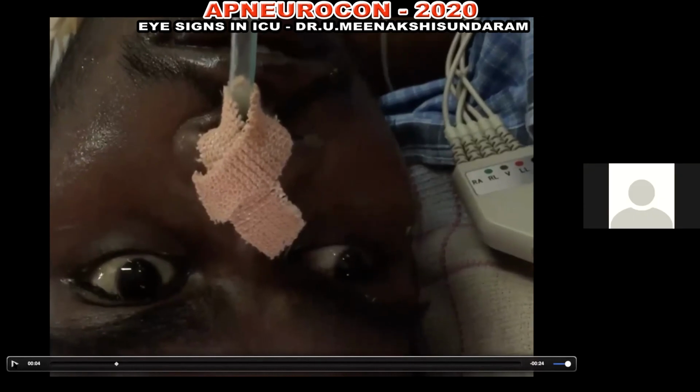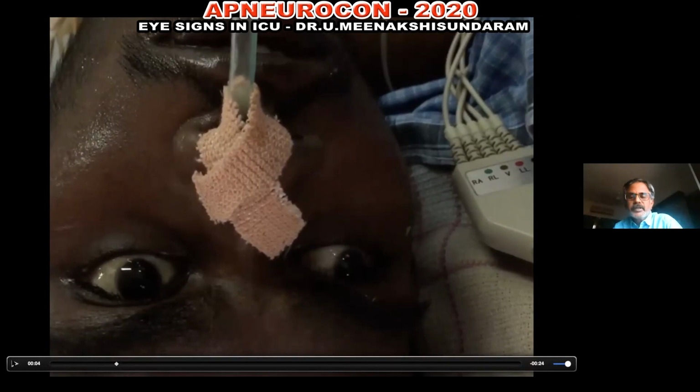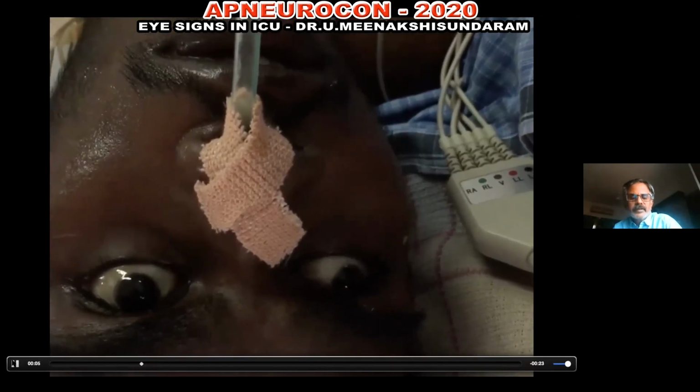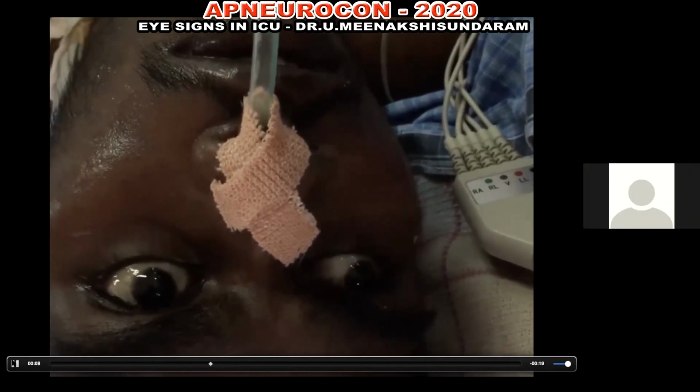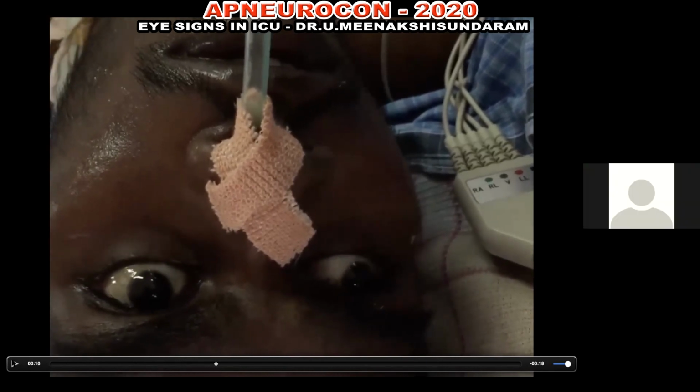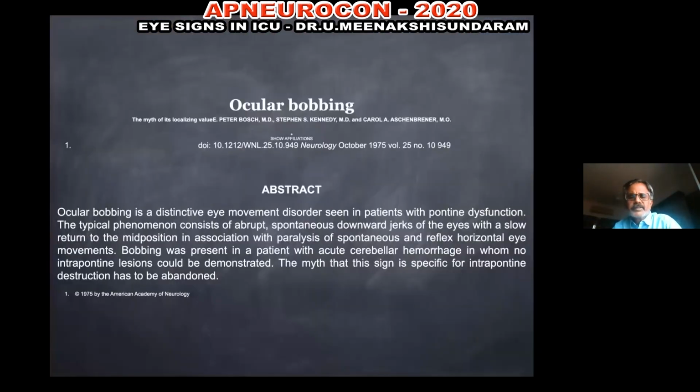Let's see. Just see the eyes. This is a patient taken from the head end. So what you're seeing is actually reverse. See that there is a slow upward deviation, and it comes back to the line. So this is reverse ocular dipping, and this is actually seen in some encephalitis, like AIDS encephalitis and other things.